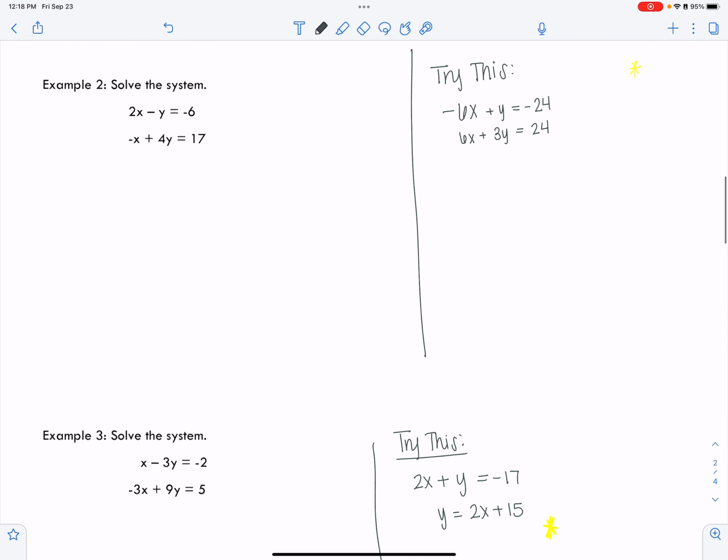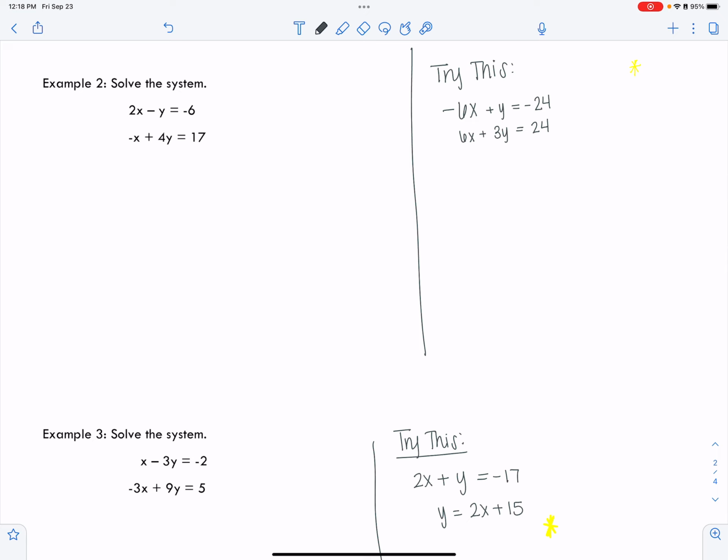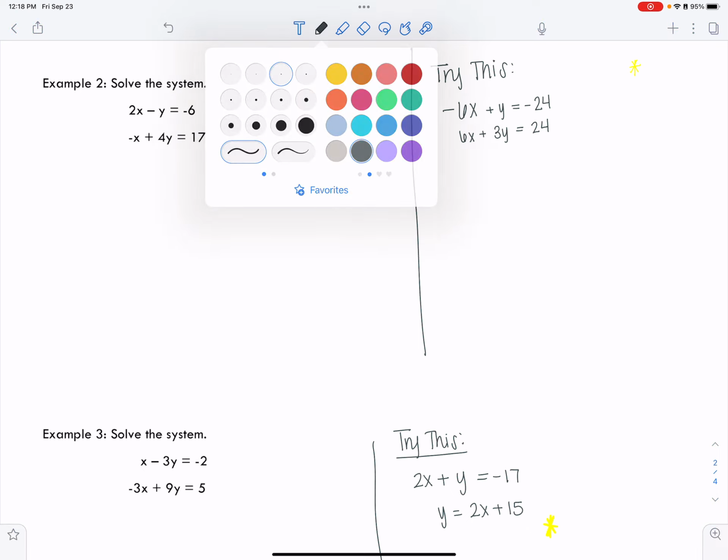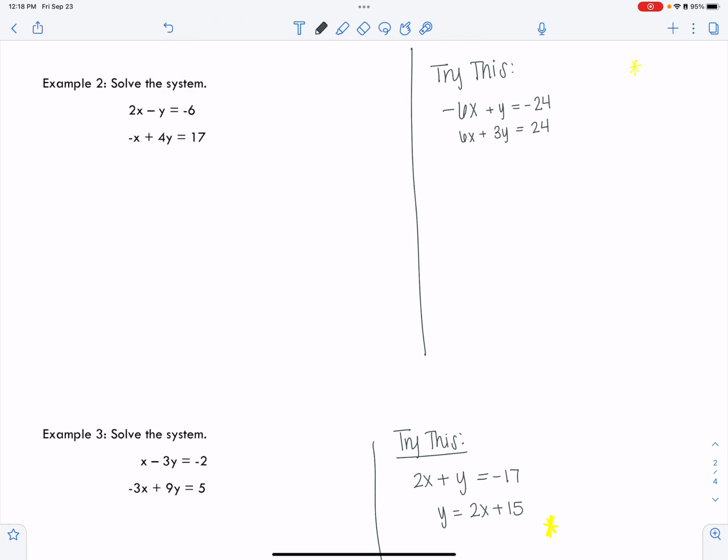All right, example 2. Example 2 says 2x minus y equals -6 and -x plus 4y equals 17. Again, I'm looking through my columns to see, is there any variable that I could cancel. I'm going through, comparing all of these. Well, if I just went ahead and added them, I don't have any variables that would cancel out initially.